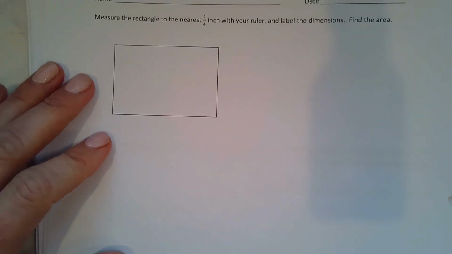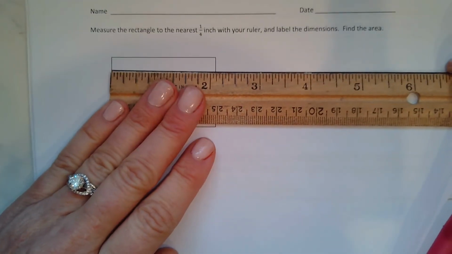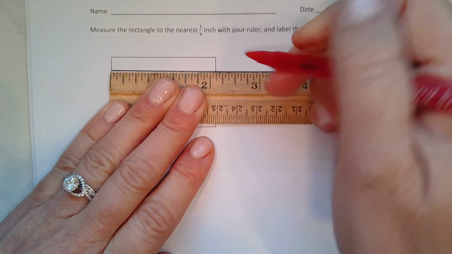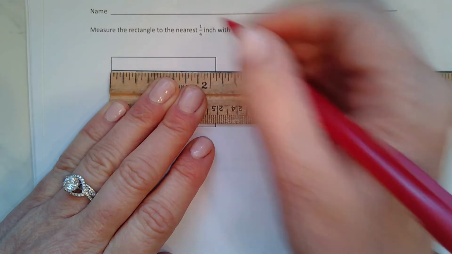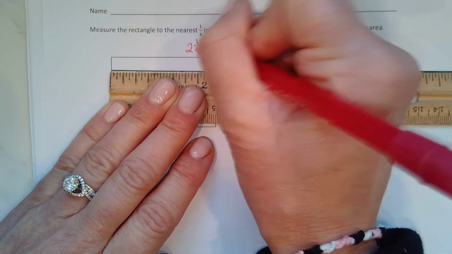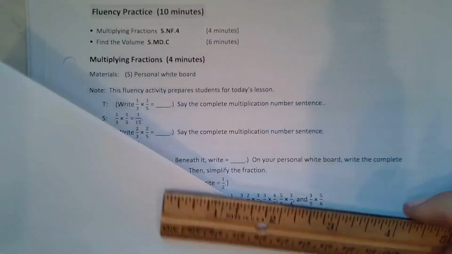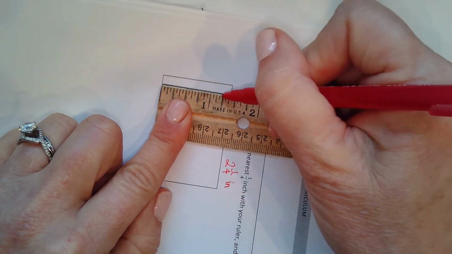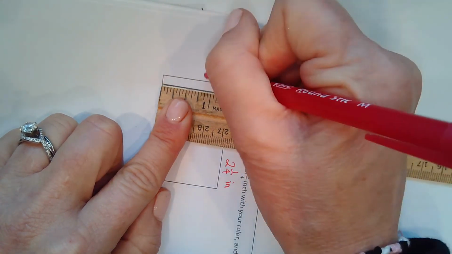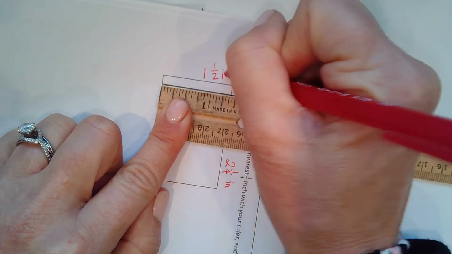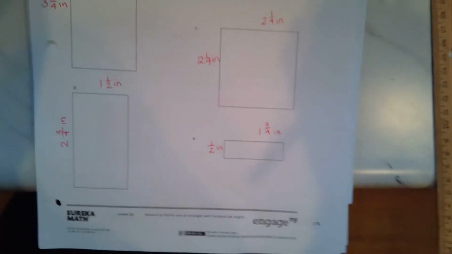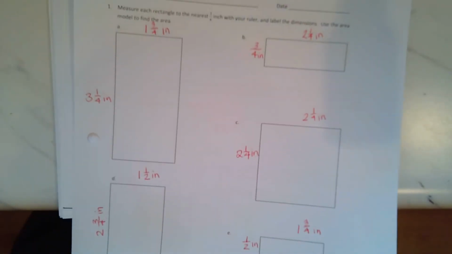Oh, here's your exit ticket. So I'll measure this out. 2, it's bigger than 2. So it's 2 1/4 inches by, and it's bigger than 1/4, so we're going to round up to 1/2, 1 1/2 inches. Okay? So hopefully you are set up. If you missed any of this or something doesn't make sense, go back and rewatch the video.